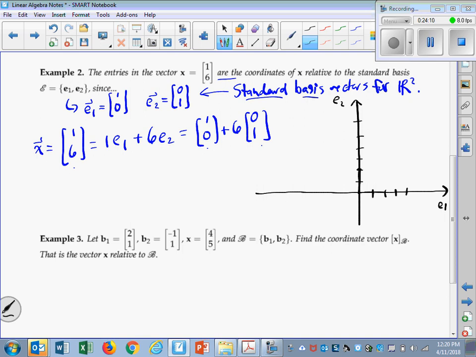You could view them as like i and j from multivariable calculus. Remember when we used i, j, and k for the unit directions? E1 and E2 represent the same thing here. Okay, well, now let's talk about B1 and B2.